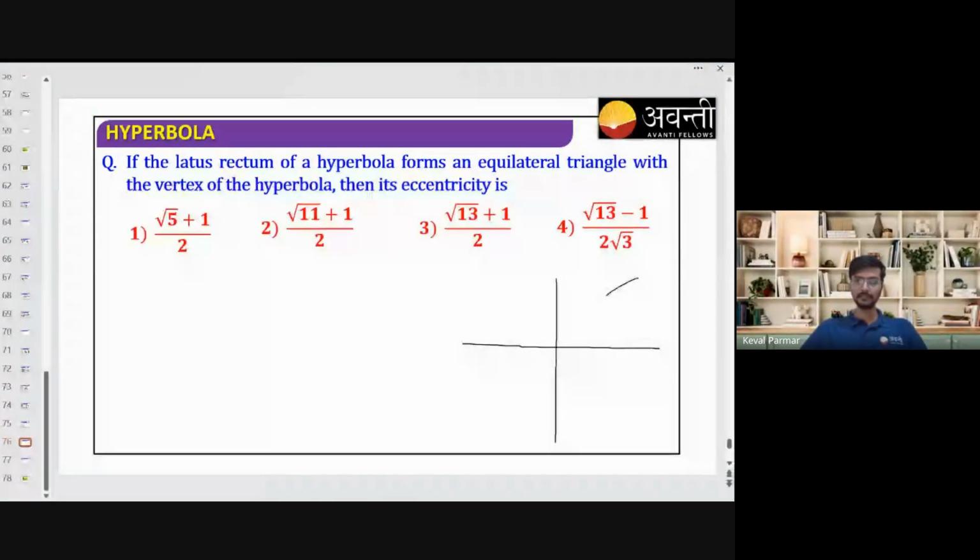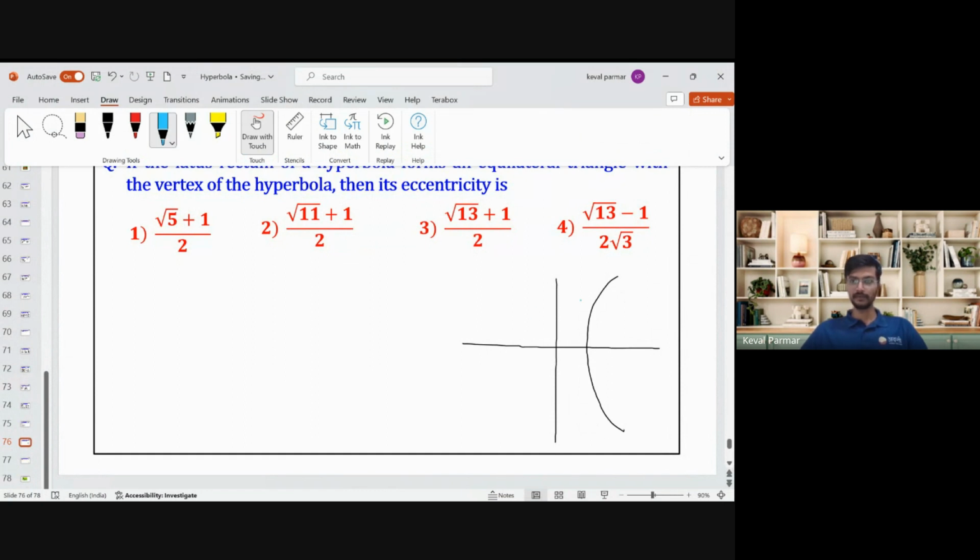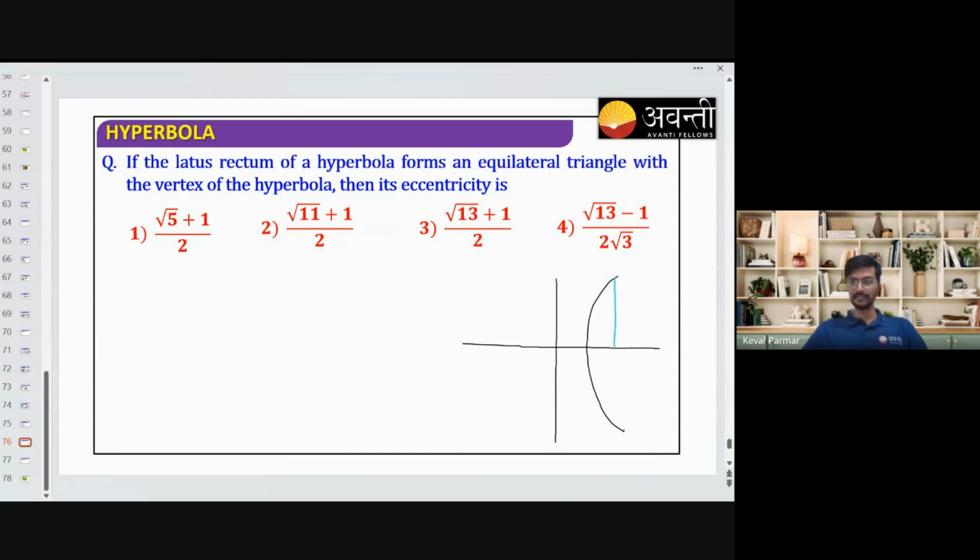So let's say this is the hyperbola. Let us change the color for the triangle. This is the latus rectum and this is its vertex. So if I draw a triangle, it will look like this, the blue triangle. Correct? Now this triangle they are saying is an equilateral triangle, though it is not looking equilateral. But let's say this triangle is A, B and C. So I'll just draw this triangle here.